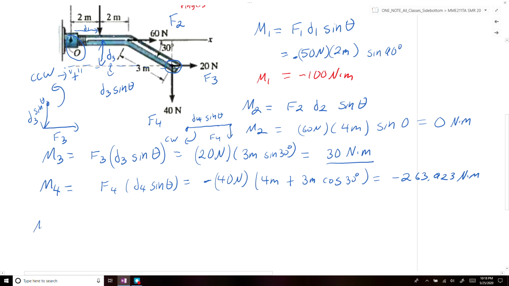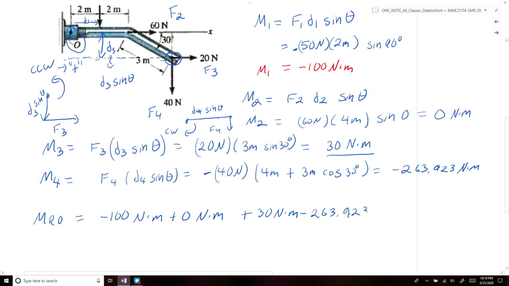All right, so let's add up all of our values here. So we get our resultant moment. It's going to be equal to minus 100 Newton meters plus 0 Newton meters plus 30 Newton meters minus 263.923 Newton meters, which is going to be equal to minus 333.923 Newton meters, or if we round, minus 334 Newton meters. So that means overall we have a clockwise moment being applied to our bar, and it's equal to 334 Newton meters.